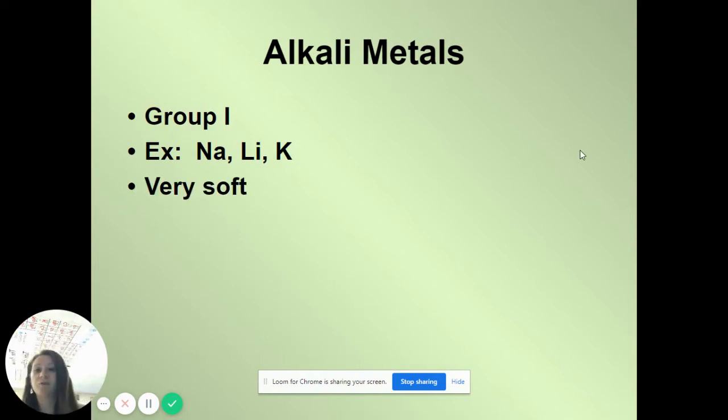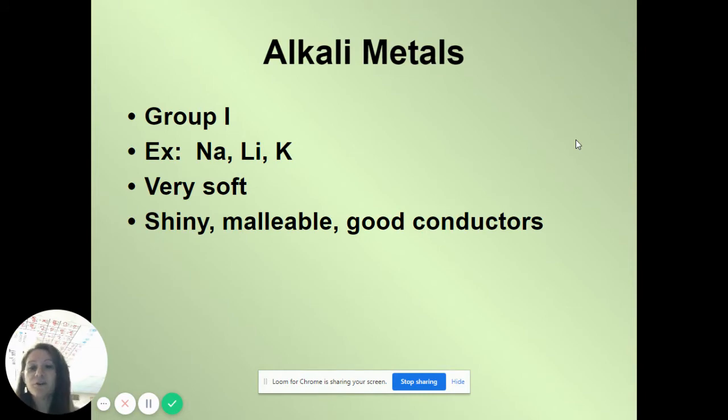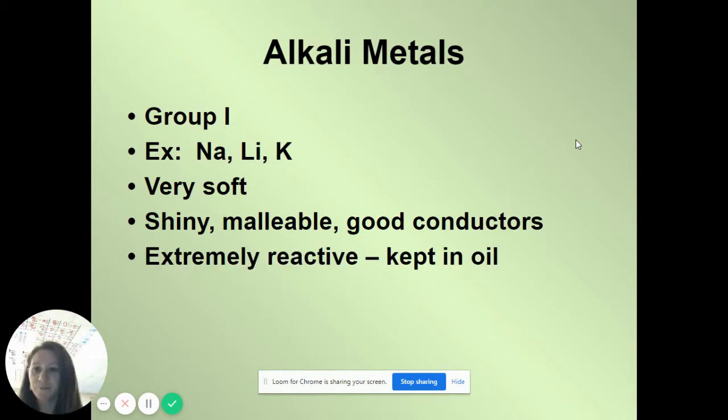You can actually cut most of them just with a knife. Hopefully I can show you at some point, I'll bring out some sodium or potassium, and show you that you can cut it with a knife, which is not what you think of when you think of a metal. You think it's hard, but group 1 metals are actually very soft. They're also very shiny and malleable and good conductors, just like all the other metals.